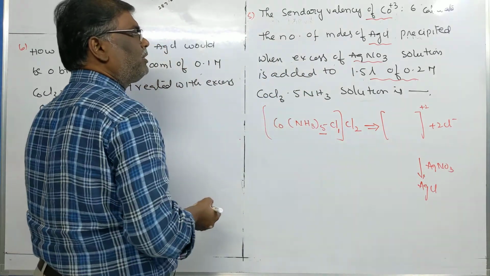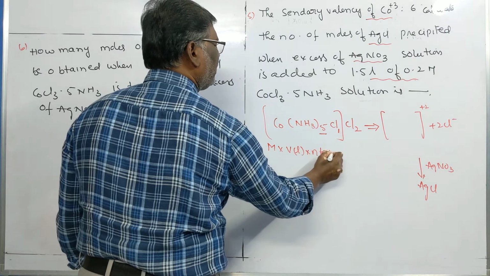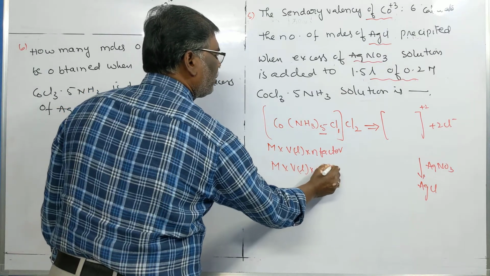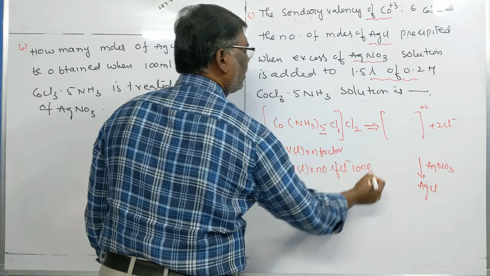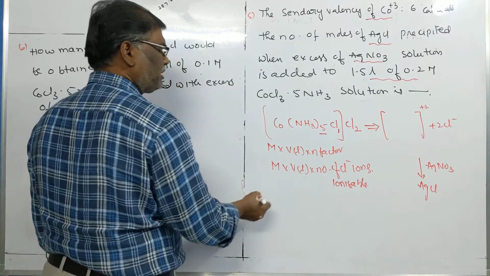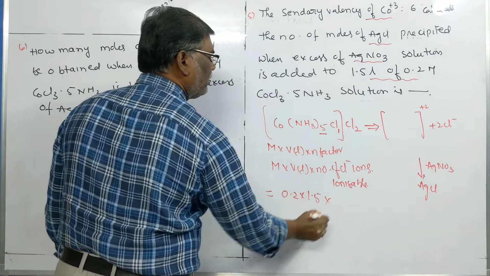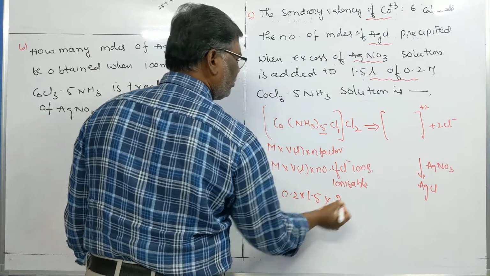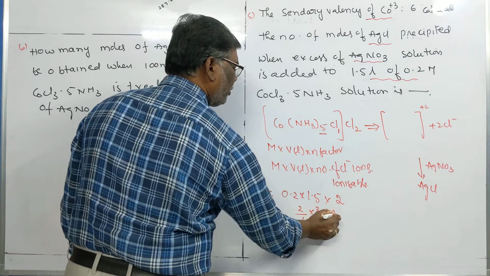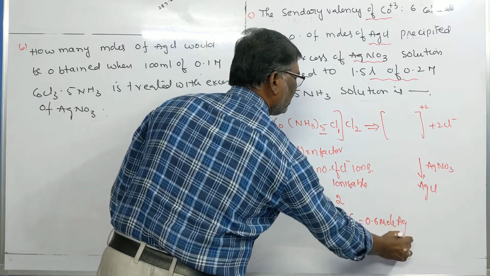Now what about the data of the complex? Molarity into volume in liters into n factor. N factor means molarity into volume in liters into number of ionizable chloride ions, which gives the moles of AgCl. The molarity is 0.2, volume is 1.5. Now how many chloride ions is it giving? 2. So on simplification we get 2 by 10 into 3 by 2 into 2, which is 6 by 10, that means 0.6. So 0.6 moles of AgCl is formed.